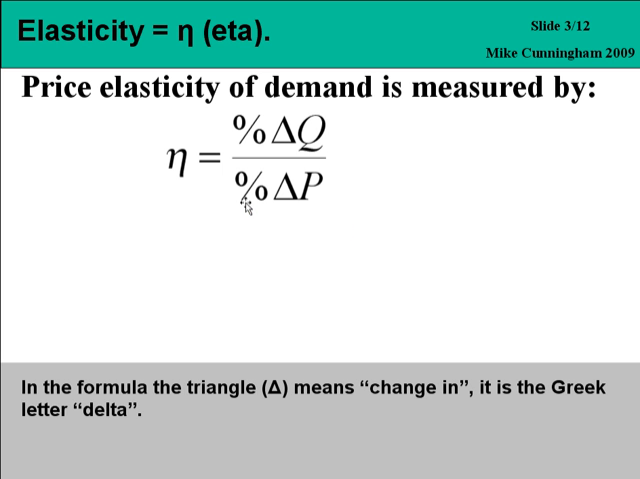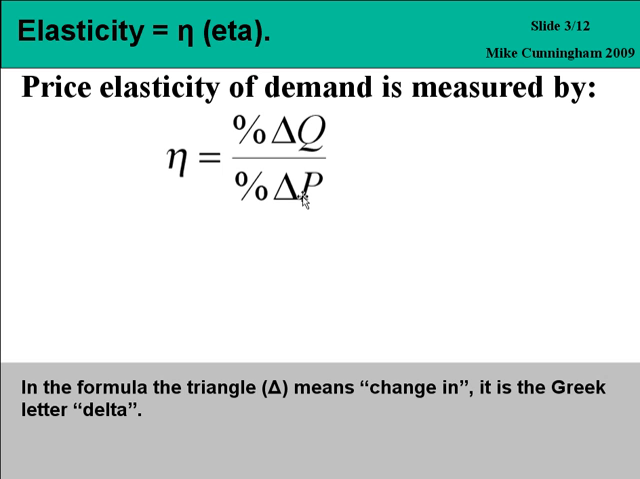Likewise, on the denominator, we've got the percentage, this delta again, change in. Just read it as change in. Percentage change in P. So what we've got here are two percentages. That's all the elasticity formula is. Elasticity, eta, is equal to the percentage change in quantity divided by the percentage change in price.